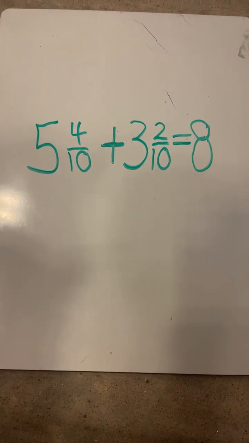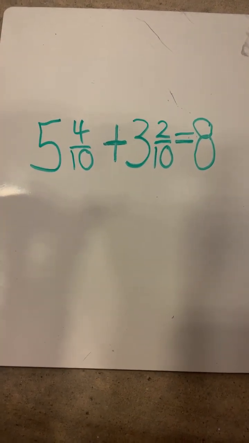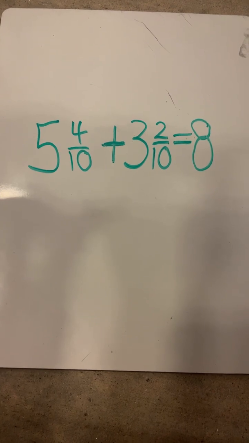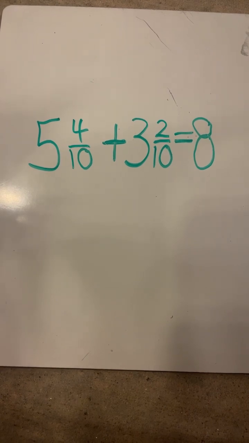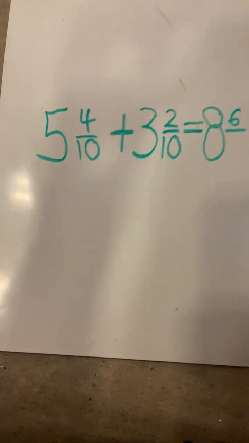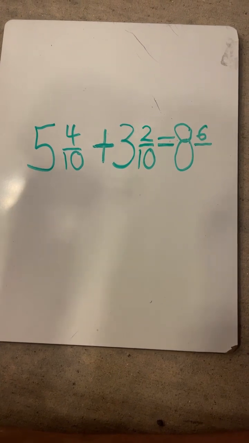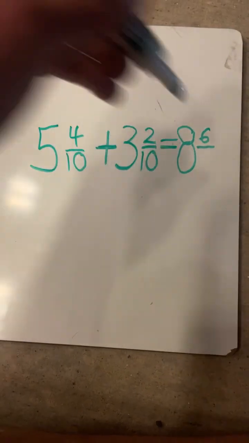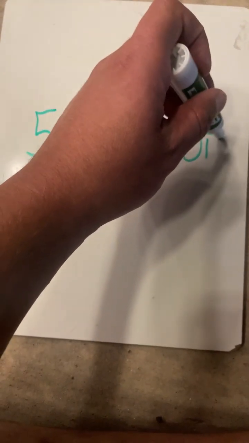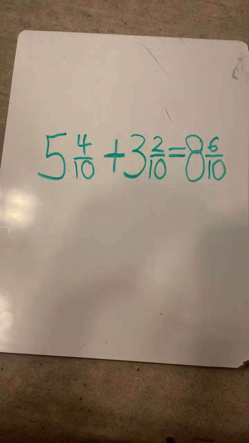Step 2, we add the fractions. So 4/10 plus 2/10. As I said in my last video, when you add fractions with like denominators, you add the numerators, and then whatever the denominator is, it stays the same. So 4 plus 2 is 6. And since the denominator for both fractions is 10, 10 will be the denominator with the mixed number.